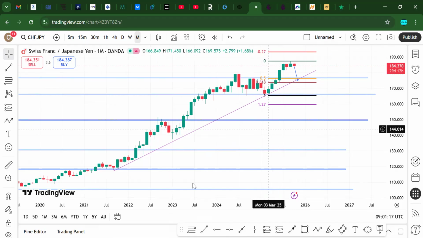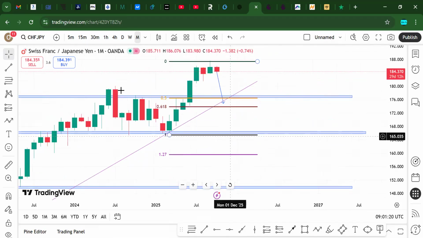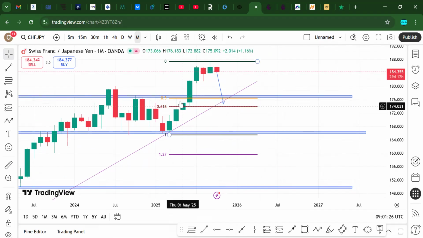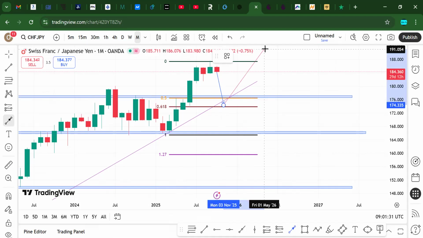So I would say this would be the perfect scenario: the market coming down to make another touch of the trend line, and then coming into the Fibonacci retracement golden zone, and then we can start buying the market.